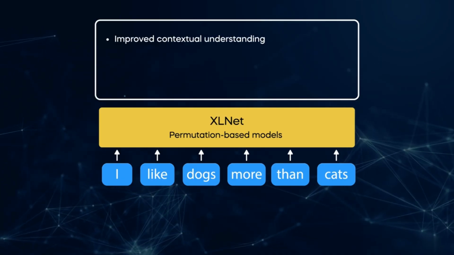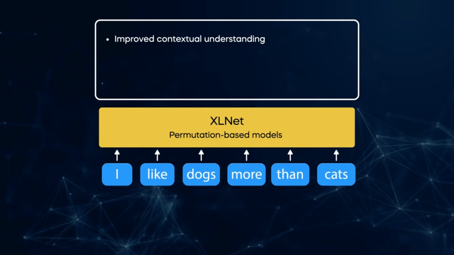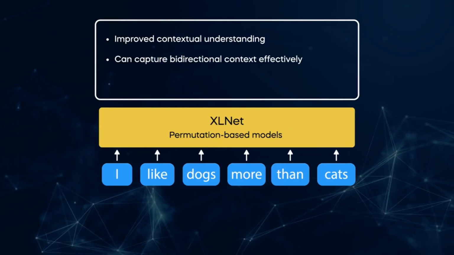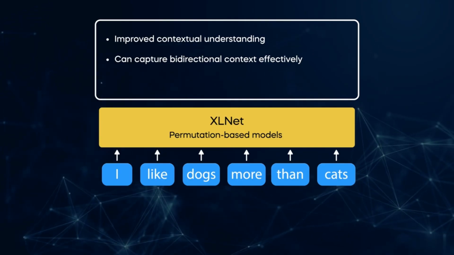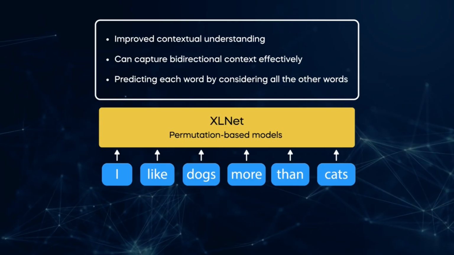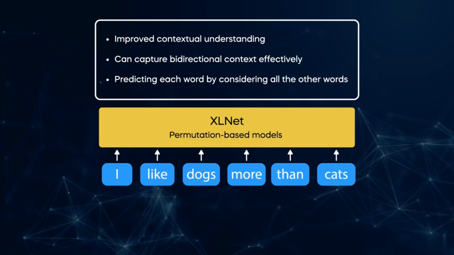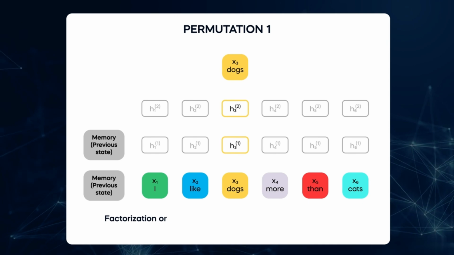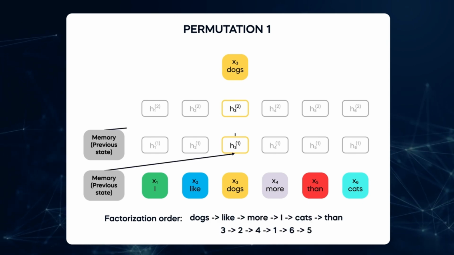The key advantage of permutation-based training in XLNet is that it can capture bidirectional context effectively. In each training instance, it's as if the model is trying to predict each word in the sequence by considering all the other words around it, not just those to the left and the right. This helps the model understand the relationships between words in a more comprehensive manner.